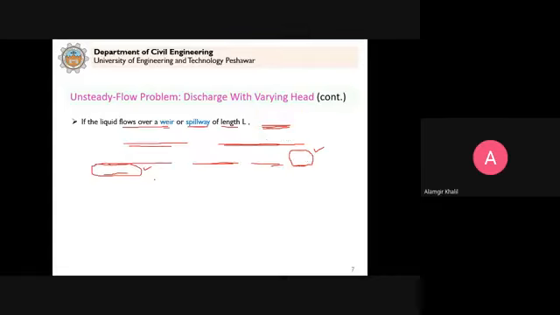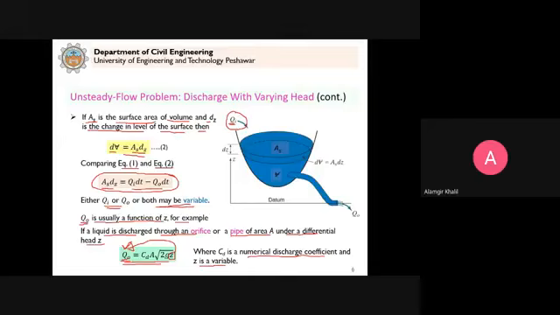Now in our textbook, we will not consider a case where the inflow discharge is variable. This is written in your textbook. But it does not mean that Qi is not variable. Qi can be variable. This Qi, the inflow rate, can also change. It can be variable, but this case is not discussed in our textbook.